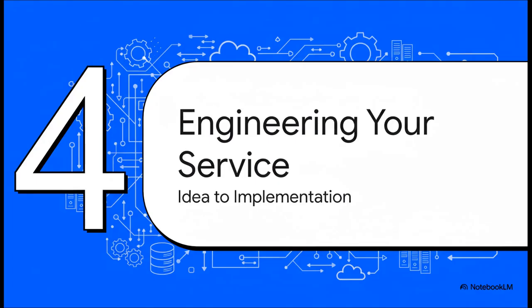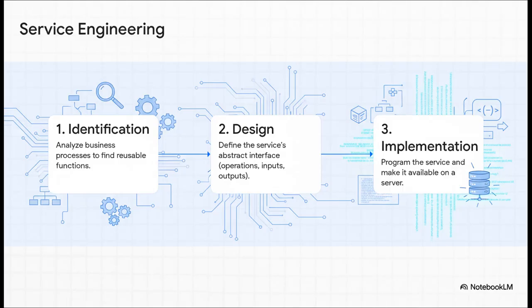Okay, so we've got the 2 big architectural styles down. Now let's switch gears from theory to practice. How do you actually build one of these services from scratch? Well, the process usually breaks down into 3 main stages. The first is identification. You look at your business and try to find functions that are used all over the place. For instance, validating a credit card is a perfect candidate for a service.